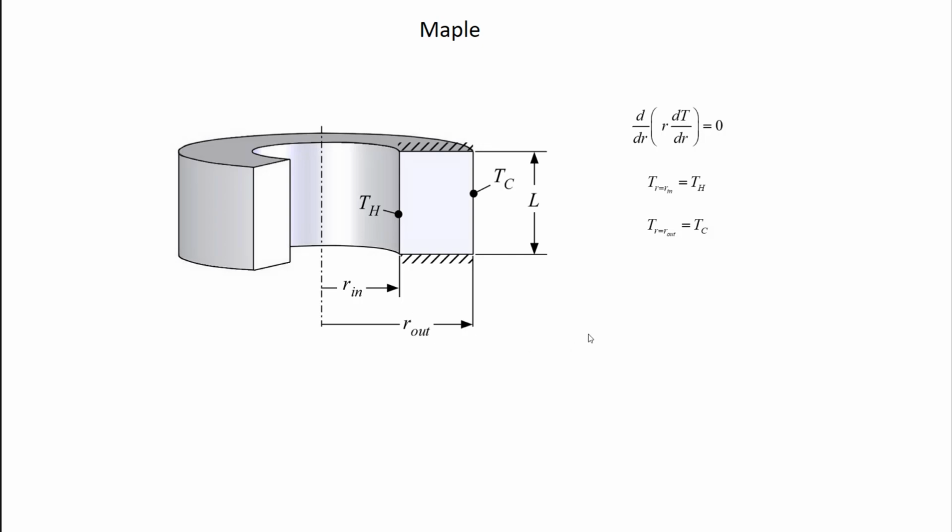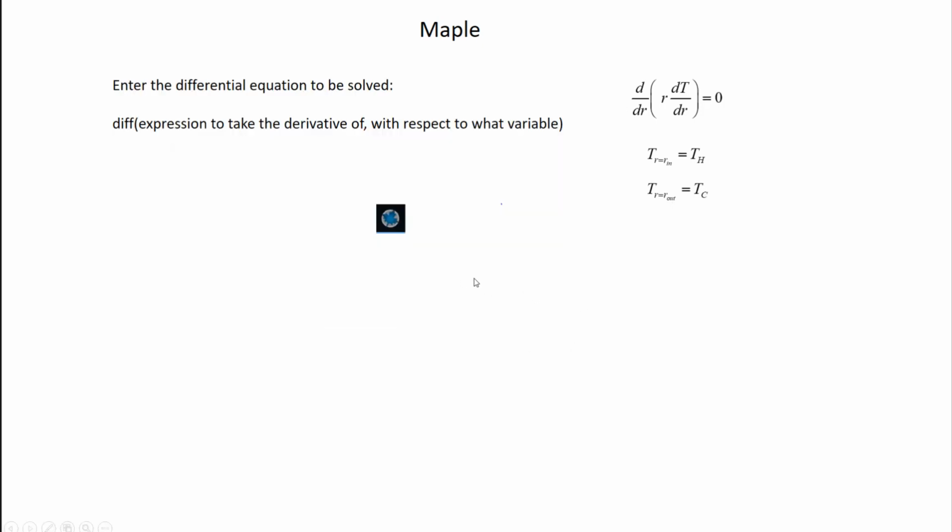So let's see. The first thing that we're going to want to know how to do in Maple is enter a differential equation, right? So we're going to want to use Maple to solve differential equations and to do things like evaluate boundary conditions. If I want to solve a differential equation, the first thing I have to do is tell Maple what differential equation I'd like to solve. And that's done with this command called diff, the diff command, right? And the diff command takes two arguments. The first argument is the expression you would like to take the derivative of, right? And then the second one is with respect to what variable.